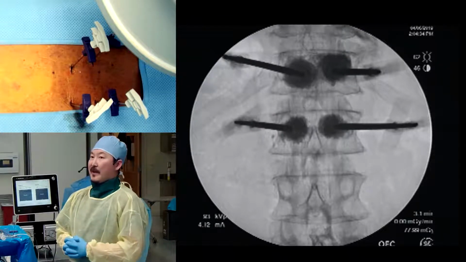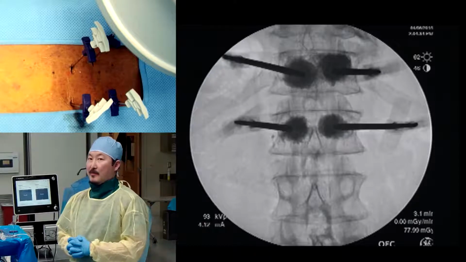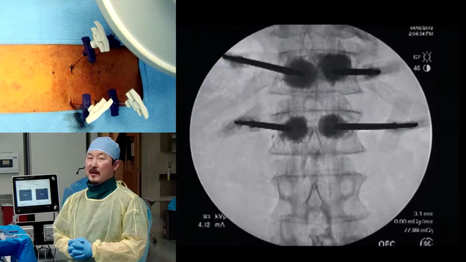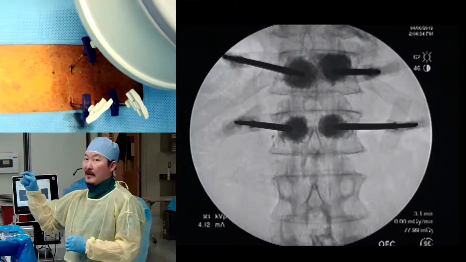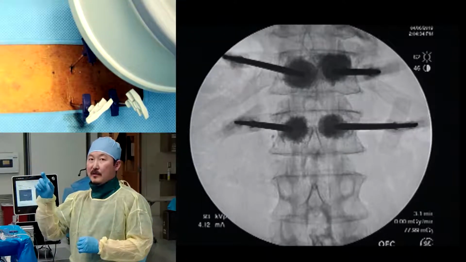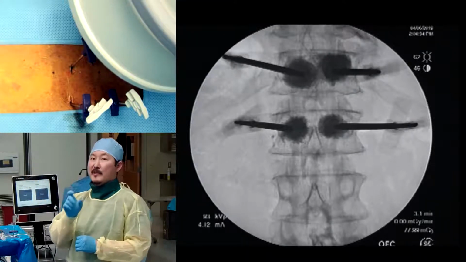It depends on whether or not it's just a pure osteoporotic VCF versus tumor. If I know the location of the tumor, I will try to put all of my instruments as close to tumor burden as possible.